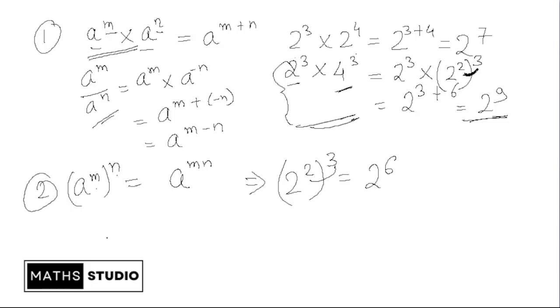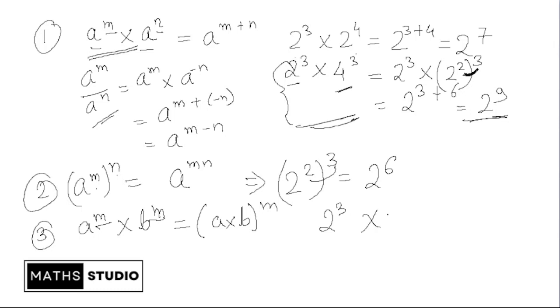So now let us look at the third rule. This is also a very simple one. A to the power m into b to the power m. Now here the powers are same, the bases are different. So what will happen? The bases will get multiplied and they will be under the same power. For example, 2 to the power 3 into 5 to the power 3. So what will it be? 2 into 5 to the power 3. Okay, so this will be 10 to the power 3. Got it?